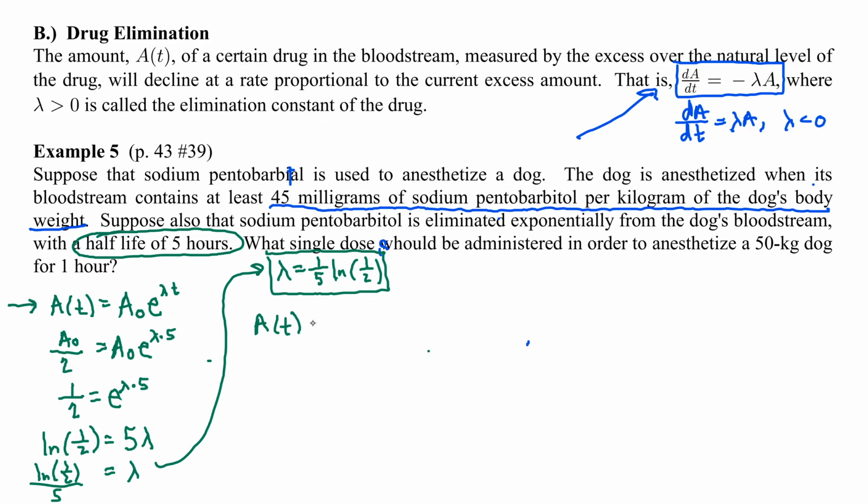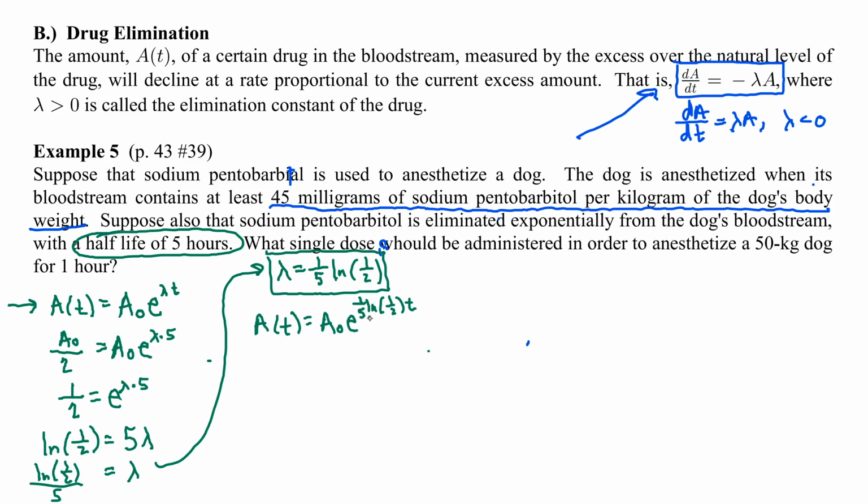So our model A of t is initial amount A naught times e to the lambda. We're going to plug in 1/5 times natural log of 1/2. That's the coefficient of t. Now, we certainly could stand to simplify this. That will help us in our analysis.